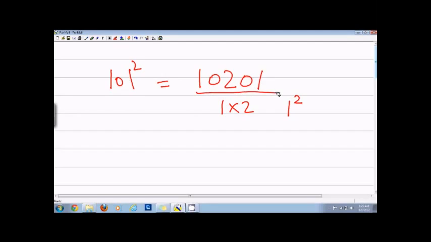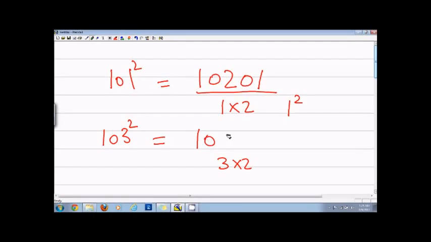For example, if I have to take the square of 101, I'll write 1 and then multiply 1 by 2. This 1 comes from here, so that will be 2, so I'll write 102, and then take the square of 1, which is 1, so I'll write 10201. Similarly, if I have 103 and I want to take the square of that, I will say 1 and then 3 into 2 is 6, so 106, and then 3 squared is 9, so 10609.